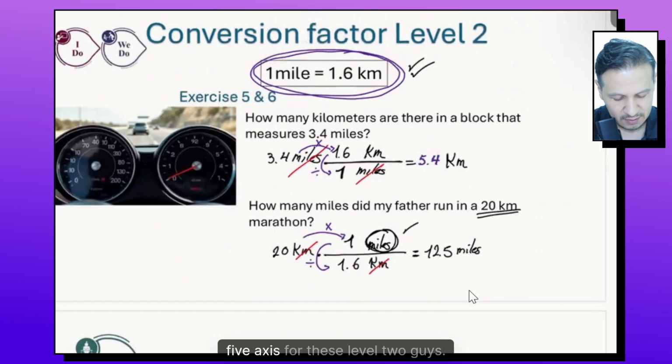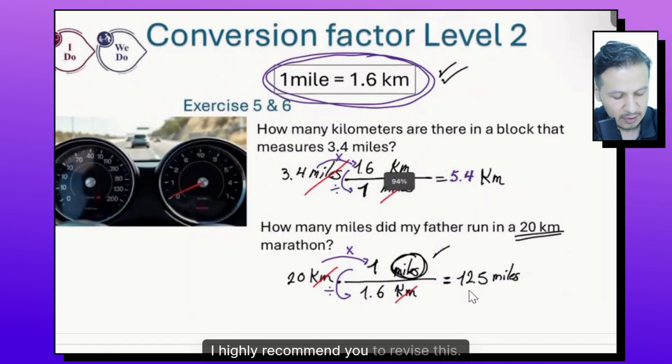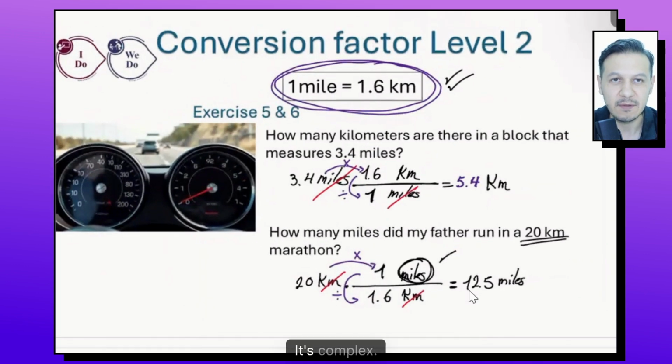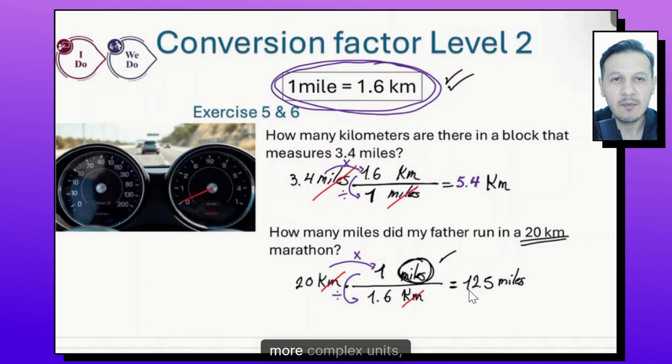That was exercise 5 for this level 2, guys. I highly recommend you revise this if it's complex. Go to part 1 of this video if those exercises are challenging for you, or this whole video could be a good starting point. We will continue in the next video with level 3, where we will use multiple conversion factors and apply more complex units, compound units. Units of time, for example, and density, which has mass and volume, and this kind of units in level 3.